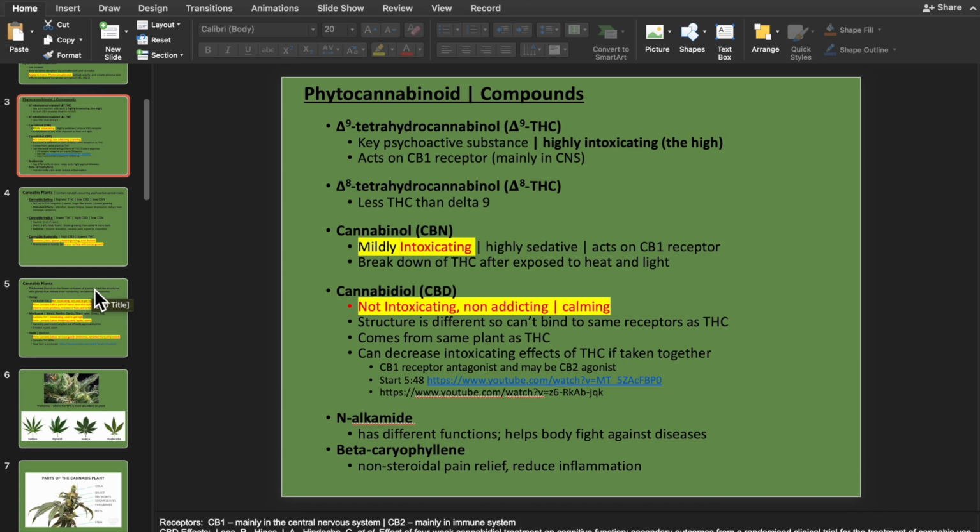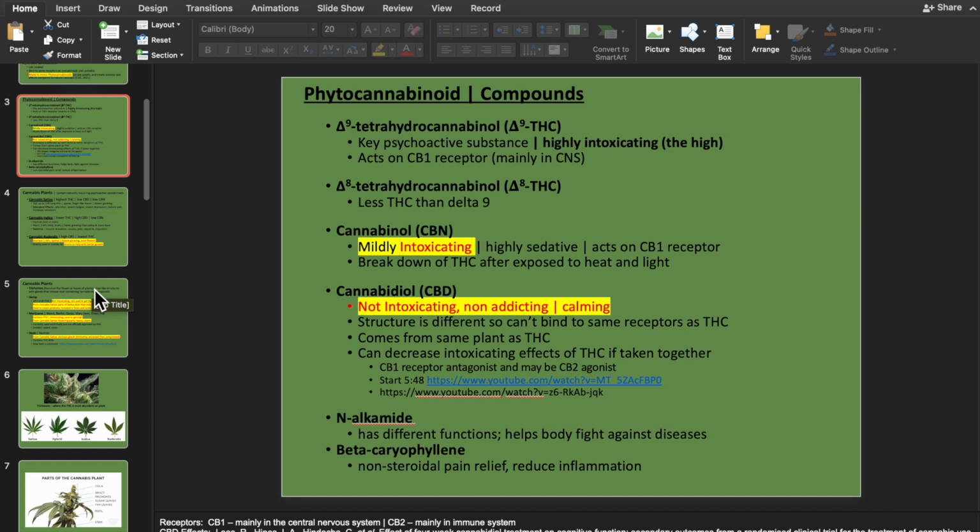So there are two types of THC, delta 9 and delta 8. THC is short for tetrahydrocannabinol. We're just going to call it THC. This is the key psychoactive substance that produces the intoxicating effects known as the high. It acts on the CB1 receptors, which are mainly found in the central nervous system, the brain, and the spinal cord. Cannabinol is less psychoactive than THC and it produces more sedative effects. It also acts on the CB1 receptor.